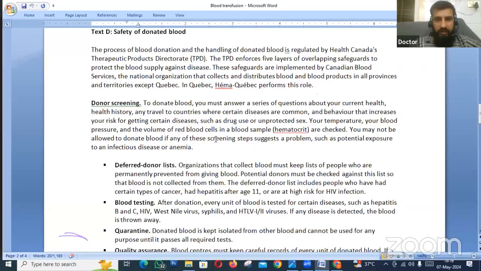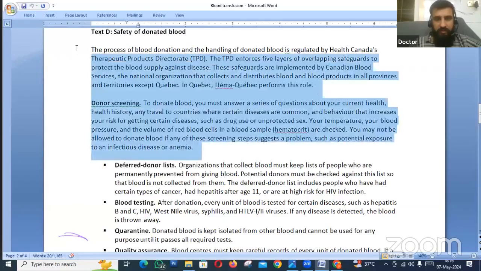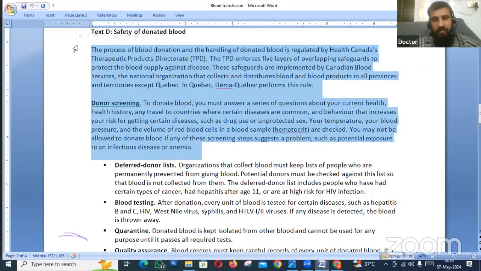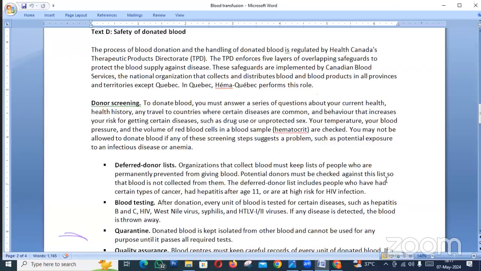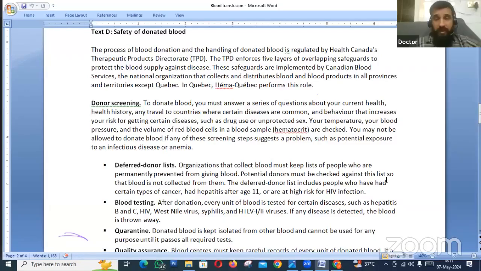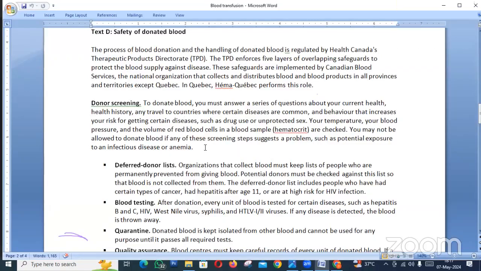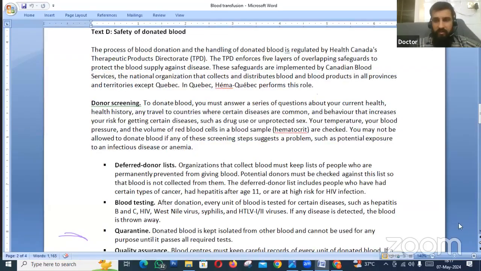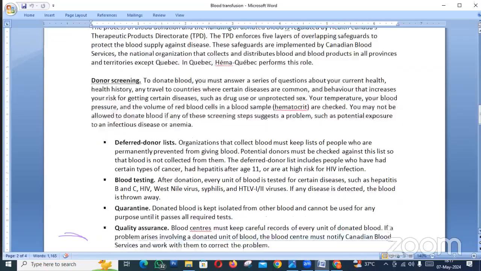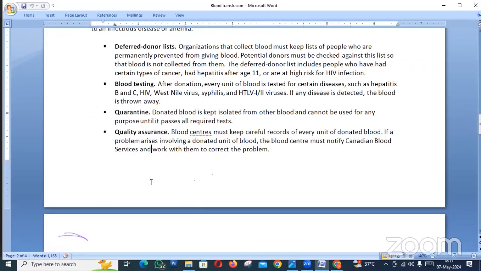Can you find the answer in this part? Just quickly, so that I can show you another part of the text. In these two paragraphs, what are your keywords? Hepatitis, 11 years, and screening, referred donor list. So here you cannot find it in these two paragraphs, okay? So I will show you the next one, after it.